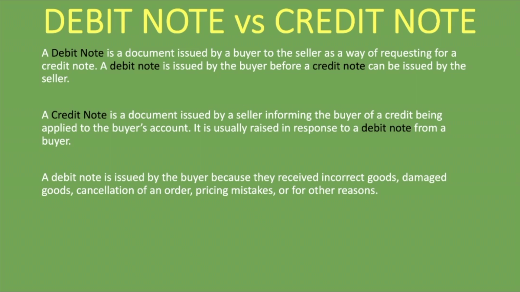goods are damaged. So let's stick with the example of tables. The buyer has ordered tables, and has received the invoice from the seller. And when the tables arrive, the buyer notices that some of the tables or all the tables are actually broken. That is when the buyer would create a debit note and issue it to the seller.